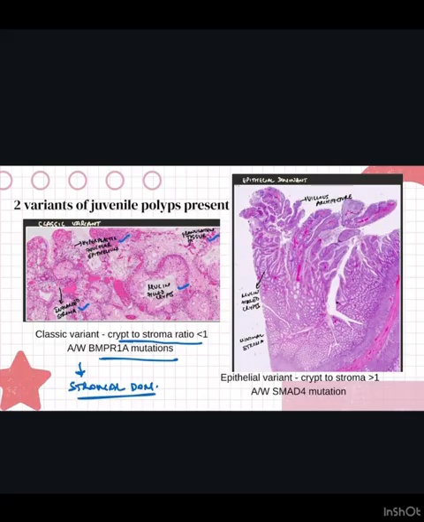The next is the epithelial dominant variant, wherein the crypt-stroma ratio is more than 1 and this is associated with SMAD4 mutation. Over here you can see that the polyp is in a villous architecture. There are again mucin filled crypts, but there is minimal stroma as compared to the classic variant.